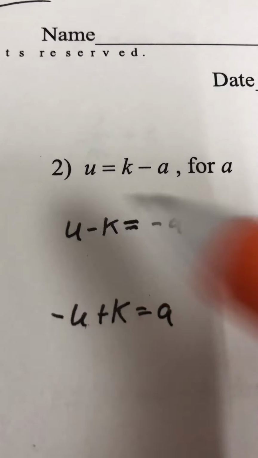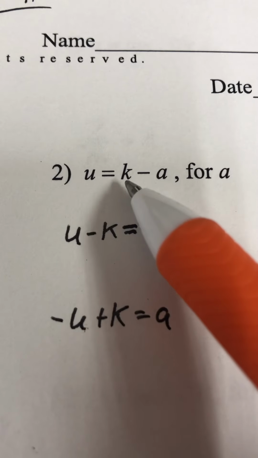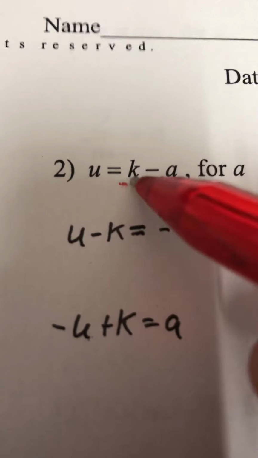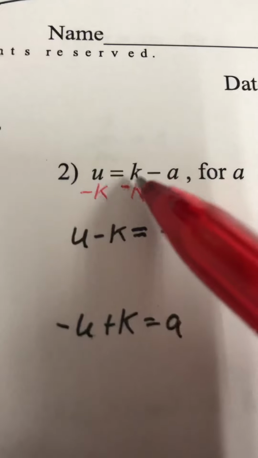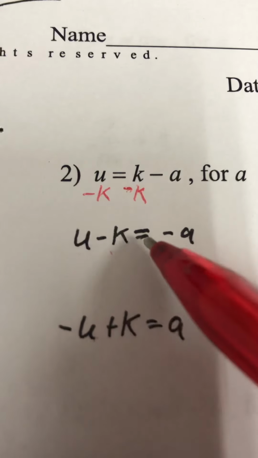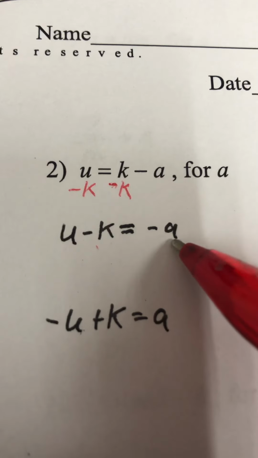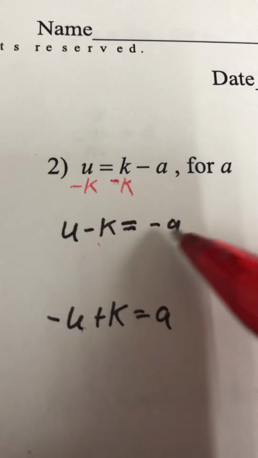Number two. We're going to solve for a. So in order for me to solve for a, what I've got to do is subtract k from both sides. So I subtracted k. Now I have u minus k equals a negative a. Here's the problem. I don't want to know what negative a means. I want to know what regular a is.